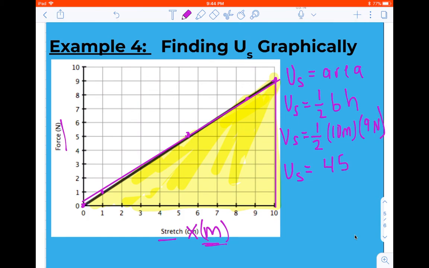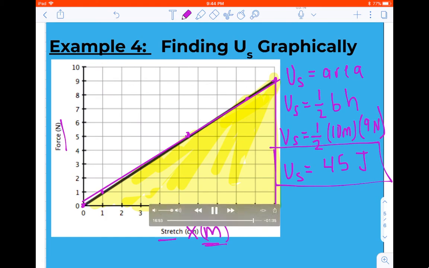Our units are newton times meters, which we just showed in our previous example is equivalent to a joule. So our elastic potential energy stored in the spring due to its position, assuming that stretch was in meters, would be 45 joules.